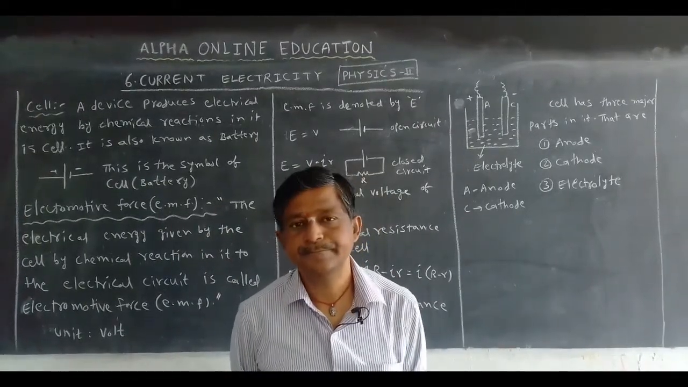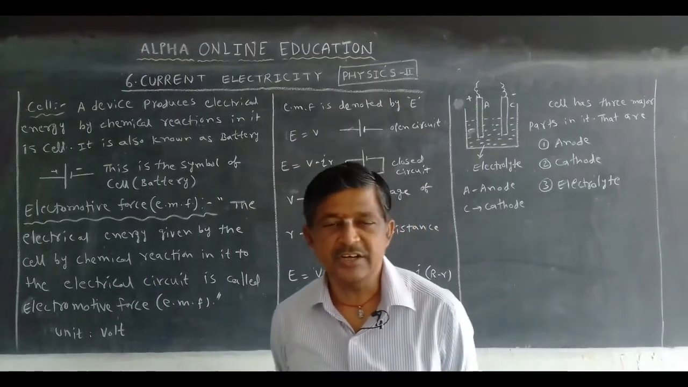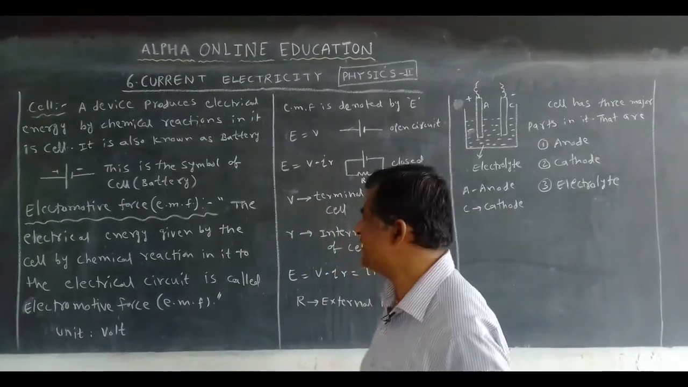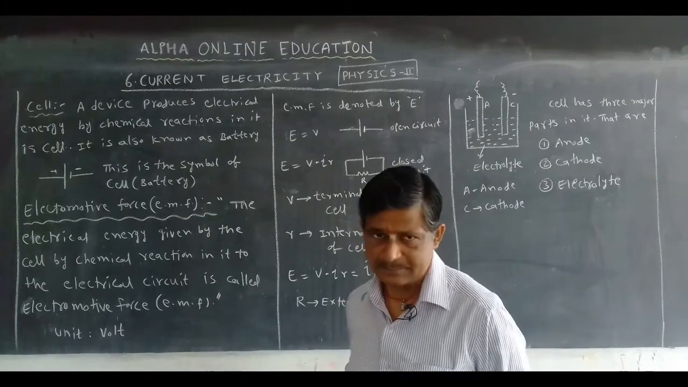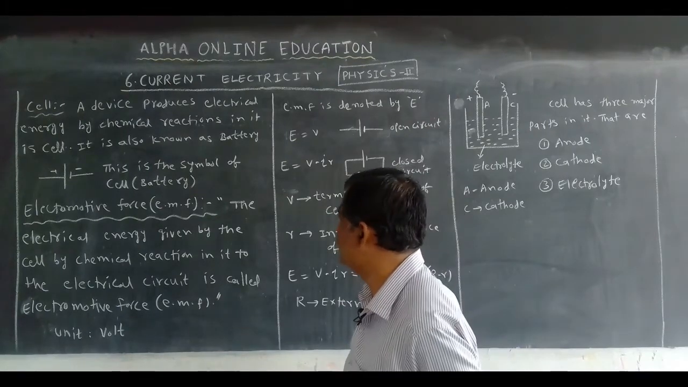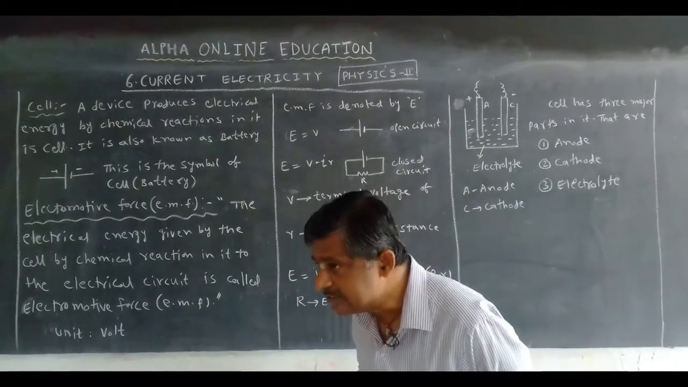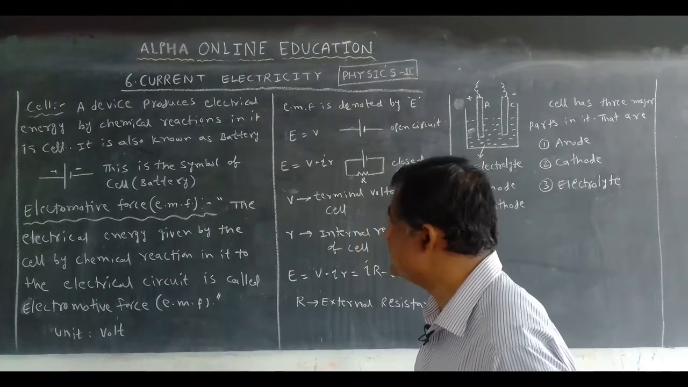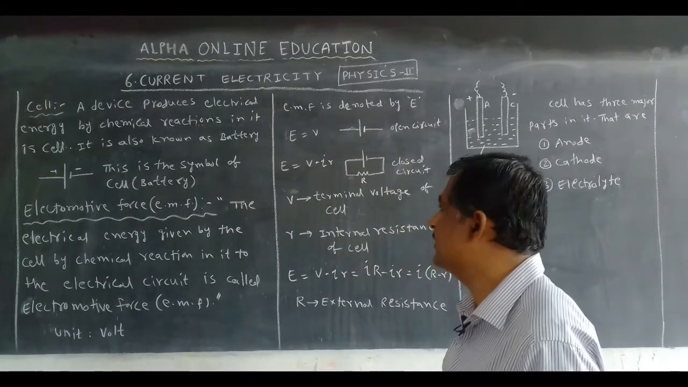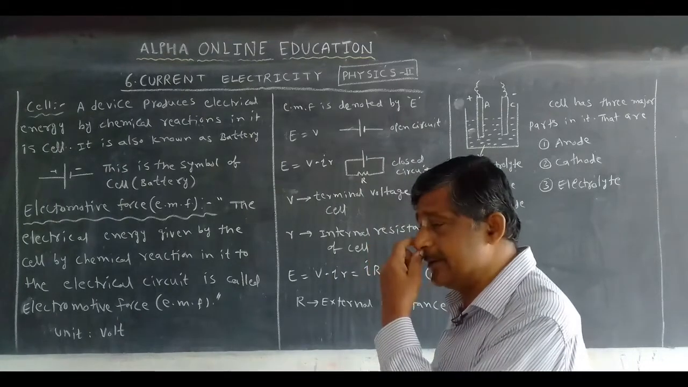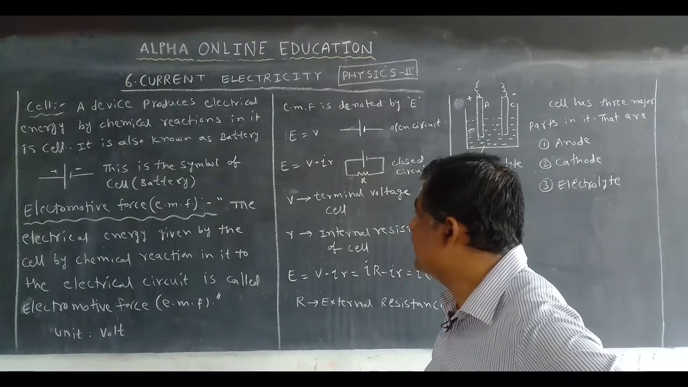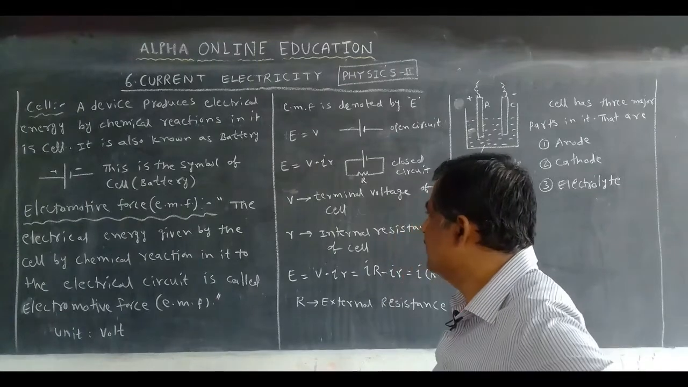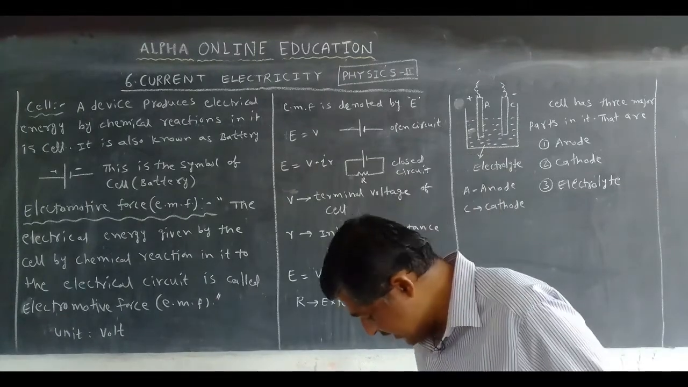What is the cell? This word is also used in zoology and botany. Now in physics, what is a cell? It is a device that produces electrical energy by chemical reactions in it. It is called a cell. It is also known as a battery.